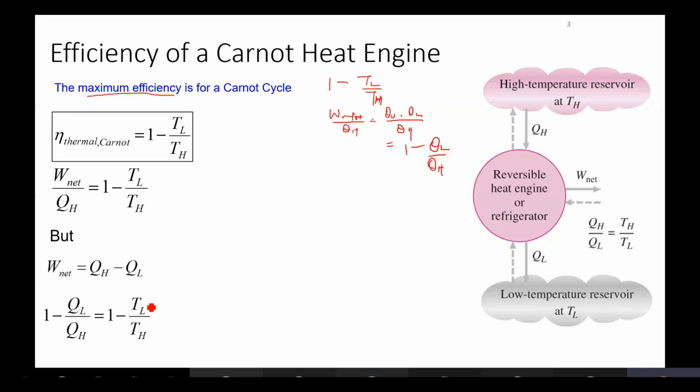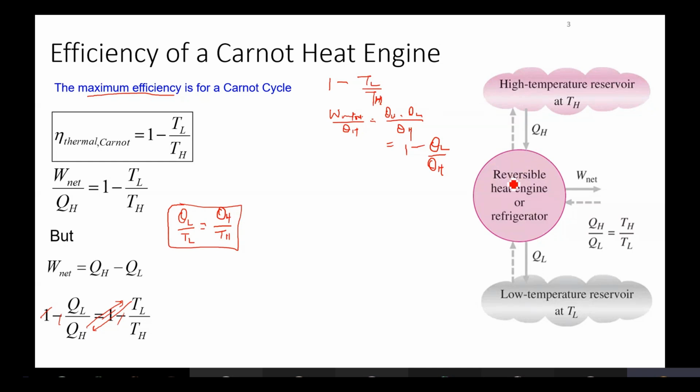Yes, sir. All right. Now, if I see, I can cancel out this minus sign. I can bring TL to this side and similarly QH to this side. This means I would have QL over TL equals QH over TH. Is it clear? Is this understandable? Yes, sir.